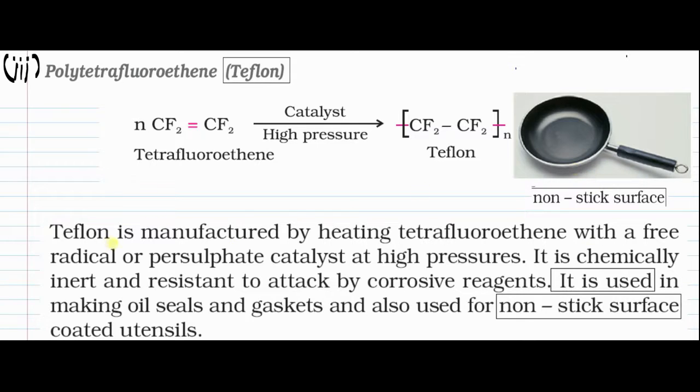Teflon is manufactured by heating tetrafluoroethene with a free radical or persulfate catalyst at high pressure. It is chemically inert and resistant to attack by corrosive reagents. It is used in making oil seals and gaskets and also used for non-stick surface coated utensils.